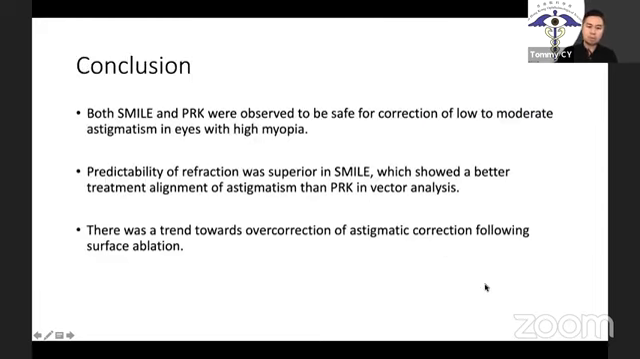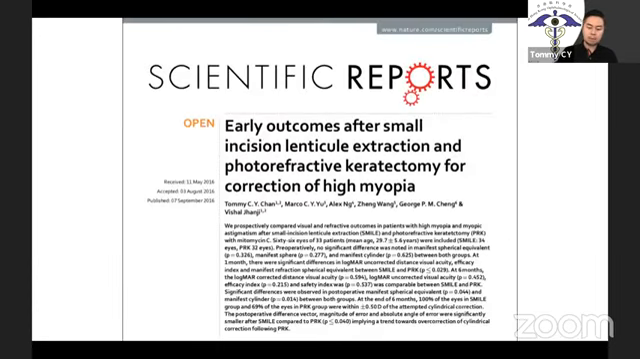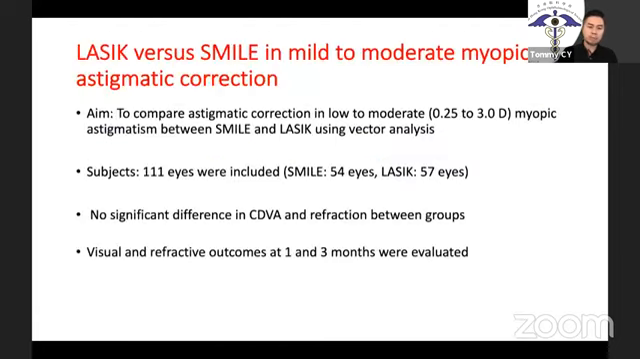In conclusion, both SMILE and PRK were observed to be safe, and the predictability was better in SMILE compared to PRK, and there was a trend towards overcorrection following PRK. This study has been published in Scientific Reports.